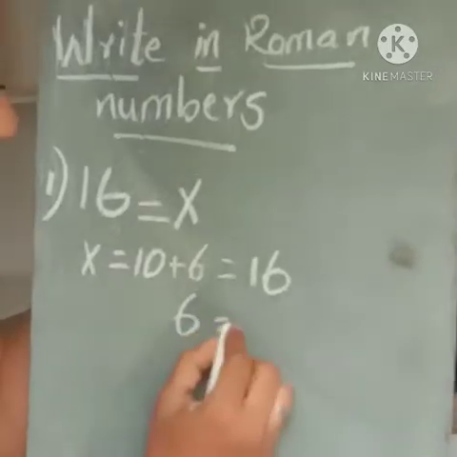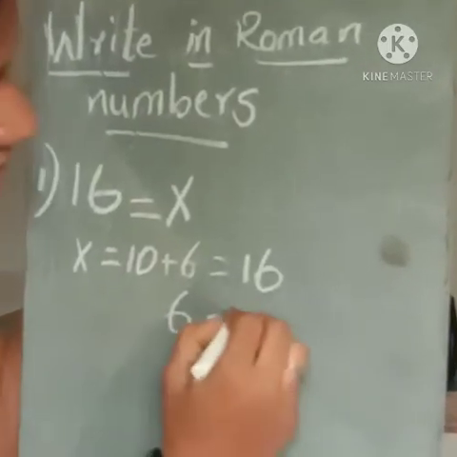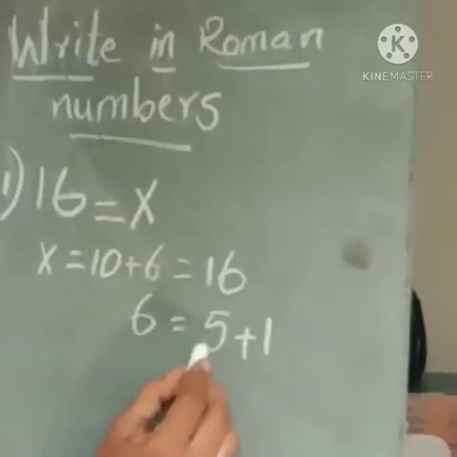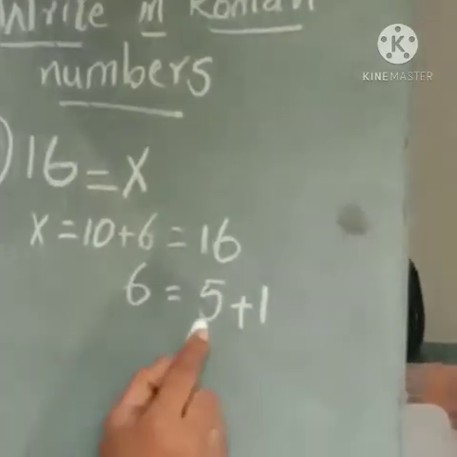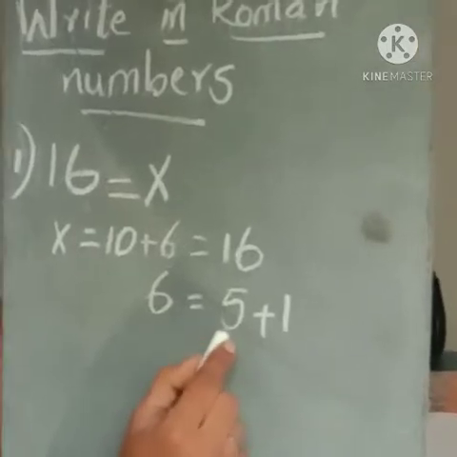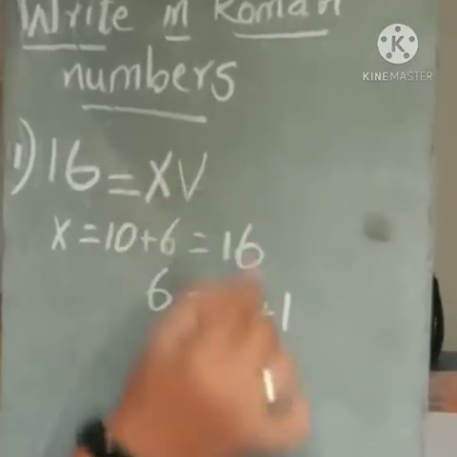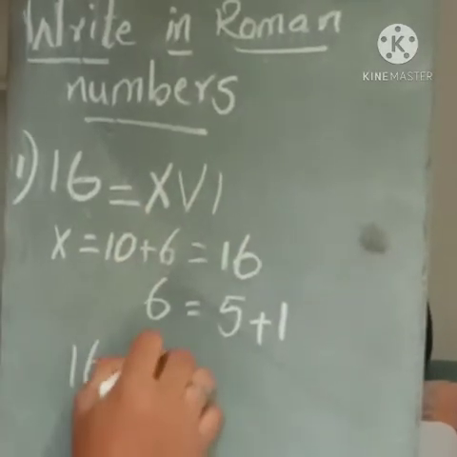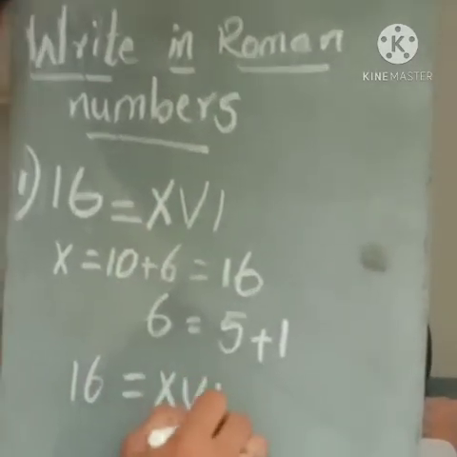No. Again we have to take another number. 5 plus 1 equals 6. So tell, what is the value of 5 in Roman number? Yes, 5 means V. 1 means I. Total, 16 is equal to XVI.